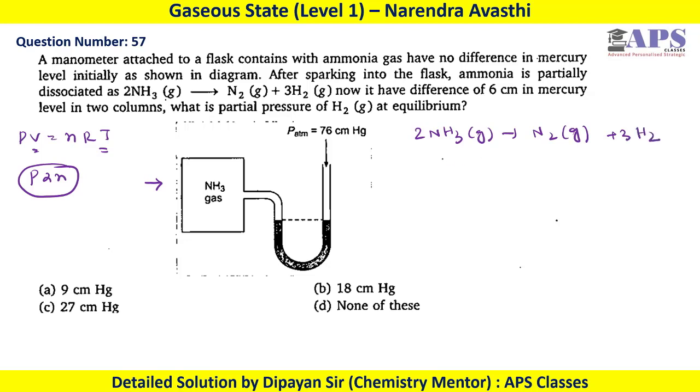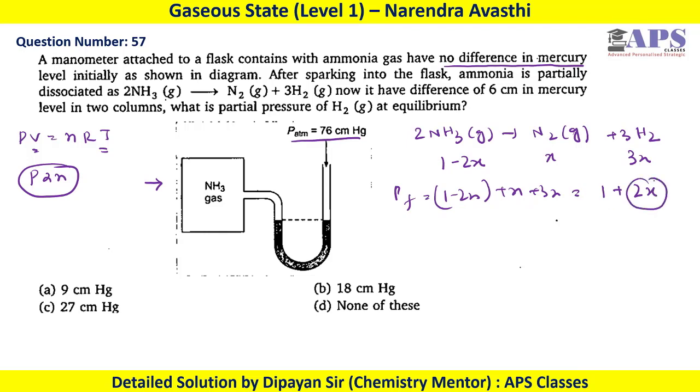Initially the pressure is 1 atm according to the question, because there is no difference in the mercury level. So the atmospheric pressure equals the ammonia pressure. After dissociation, if we take a random value of 2x, it will give x and 3x. So the final pressure will be 1 minus 2x plus x plus 3x, which is nothing but 1 plus 2x.